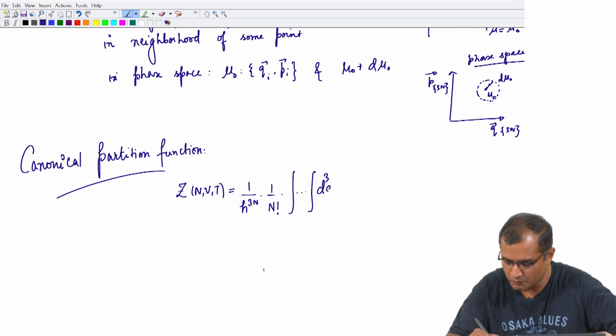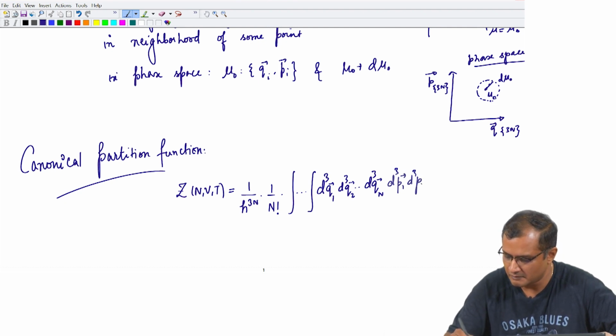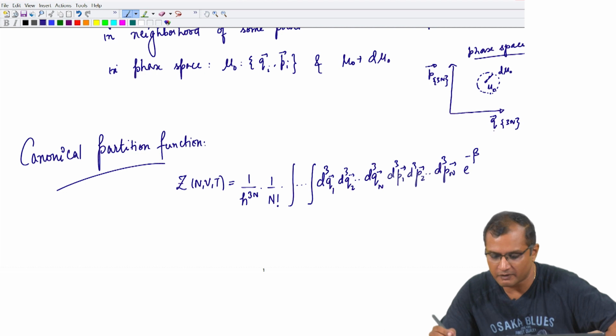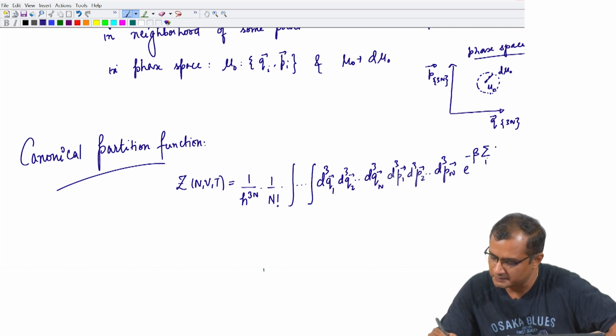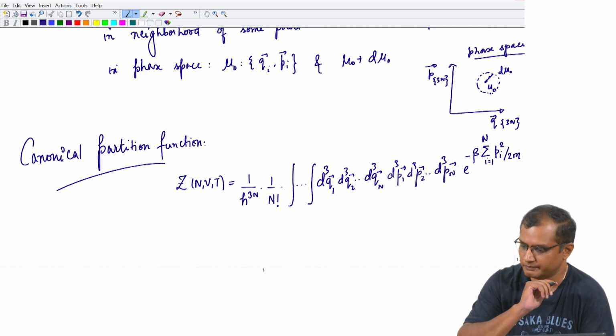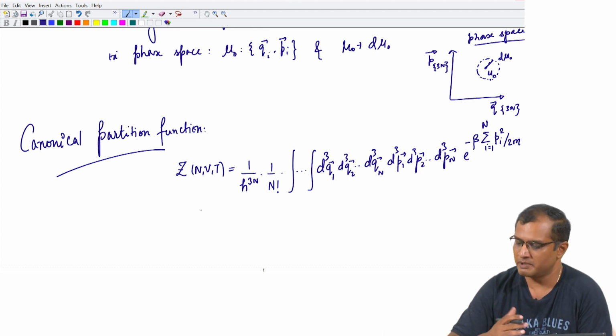So, I am going to write down d cube q1 into d cube q2 all the way to d cube qn. Then I have these momentum integrals of our Boltzmann factor, which is e raised to minus beta times the Hamiltonian of a microstate, which is nothing but the summation over all particle momenta, where I will go from 1 to n, pi square by 2m. So, pi square is nothing but the sum of squares of momentum of each particle, and there are n particles in the system. So, straight away I can see that the position integrals and the momentum integrals are independent.